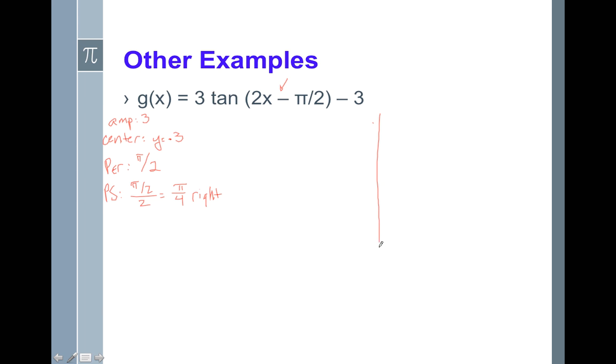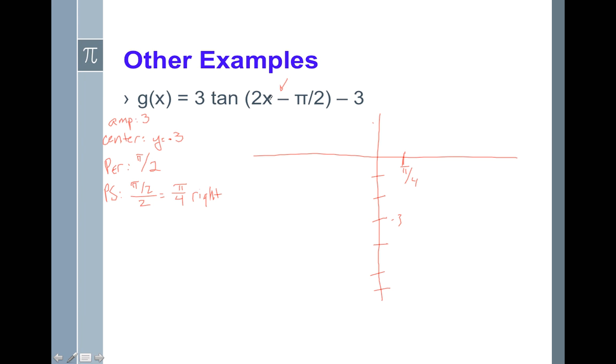Now, because I need to go down 3 units, I don't need a whole lot of my upper quadrants, 1 and 2. Now, we're going to move pi fourths to the right. Now, we're going to move 3 down. So 1, 2, 3. My amplitude's 3, so I need to go down to 6. We're going to call this pi fourths.